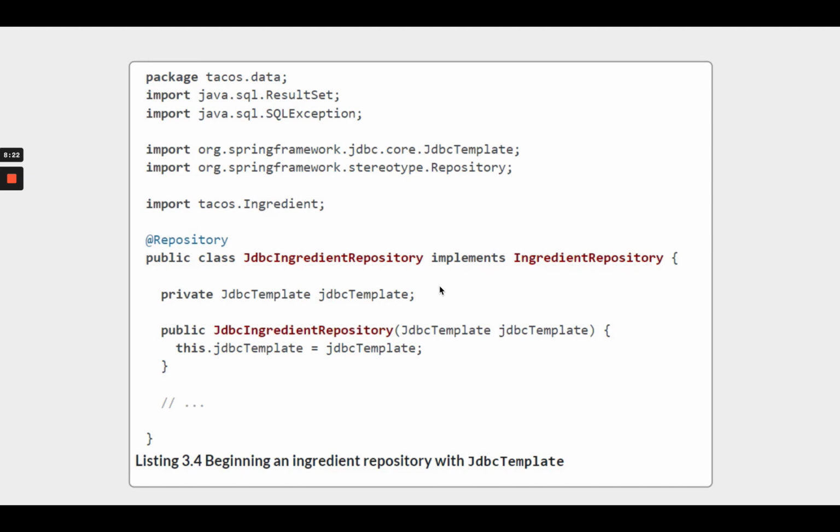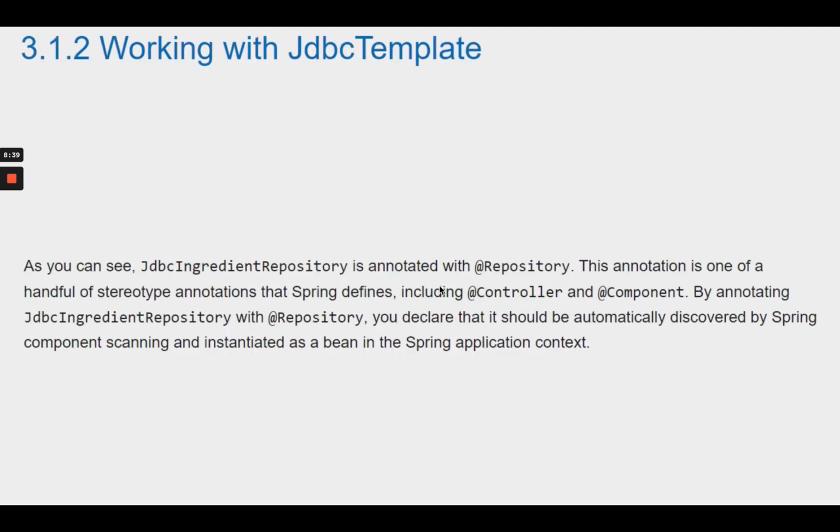Although the interface captures the essence of what you need an ingredient repository to do, you'll still need to write an implementation of ingredient repository that uses JDBC template to query the database. The code shown next is the first step in writing that implementation. As you can see, JDBC ingredient repository is annotated with @Repository.